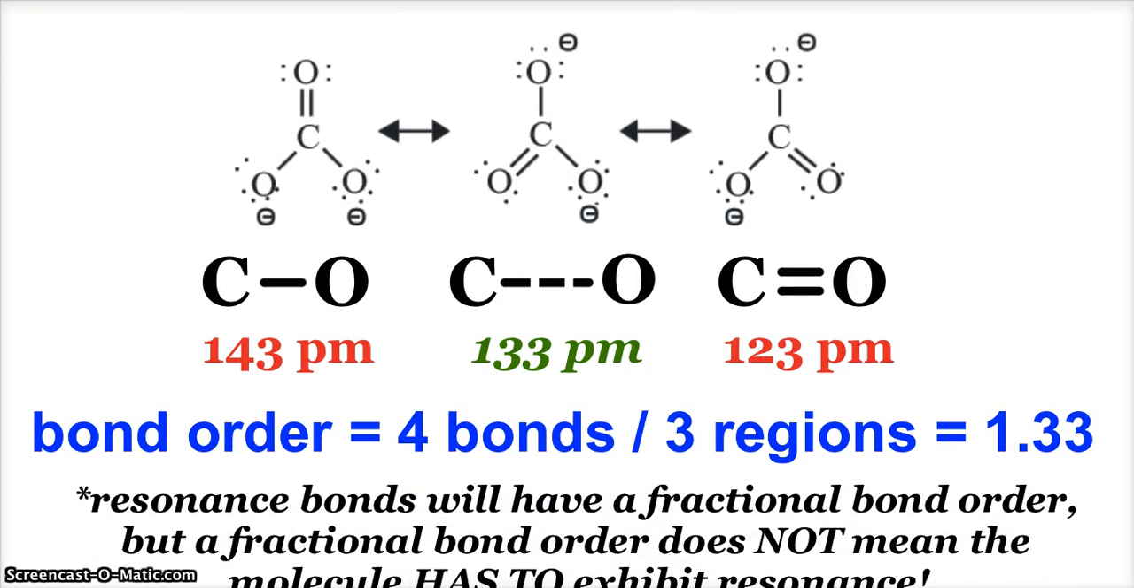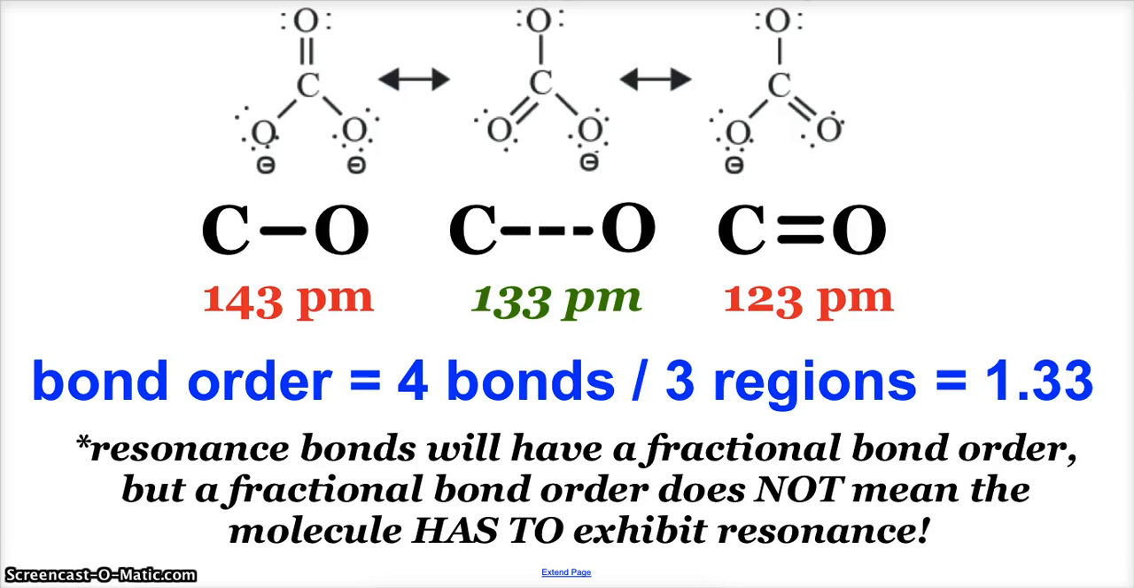Our friend the carbonate ion, again, I do not see carbon-oxygen single bonds, I do not see carbon-oxygen double bonds, I see 3 bonds of in between, and so those are our resonance bonds. And here I see 4 bonds in 3 different regions, so again I see 1.33. And so as it says here, resonance bonds will have a fractional bond order.